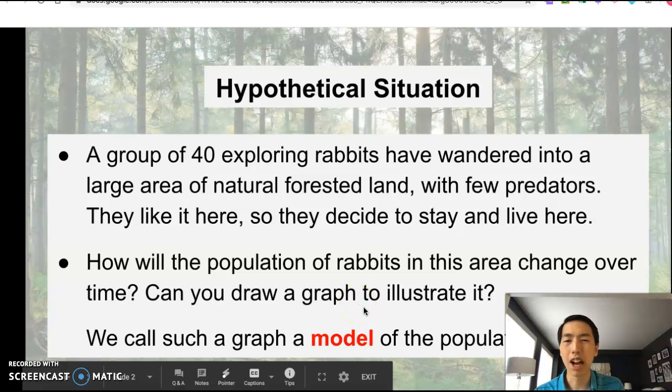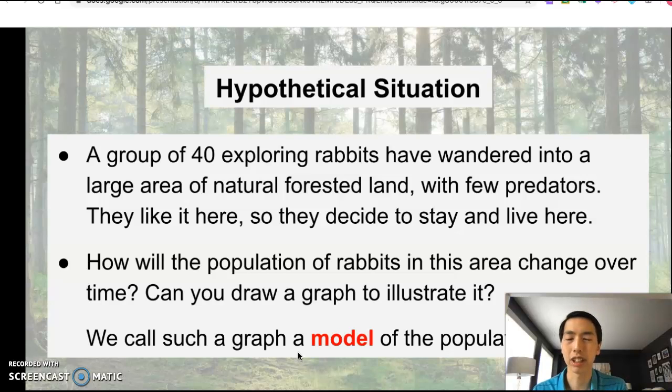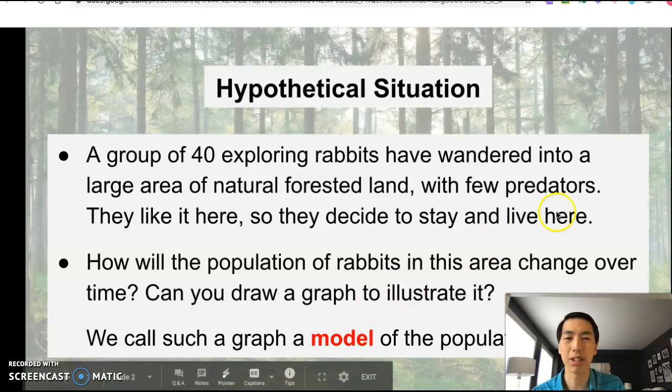Okay, and when we do graph it, whatever our prediction is, we call that a model. So our prediction is a model. You may have heard that word thrown around quite a lot recently during the coronavirus epidemic, as scientists are always modeling the spread of the disease. Well, we're not going to model COVID. We're going to try to model the rabbit population.